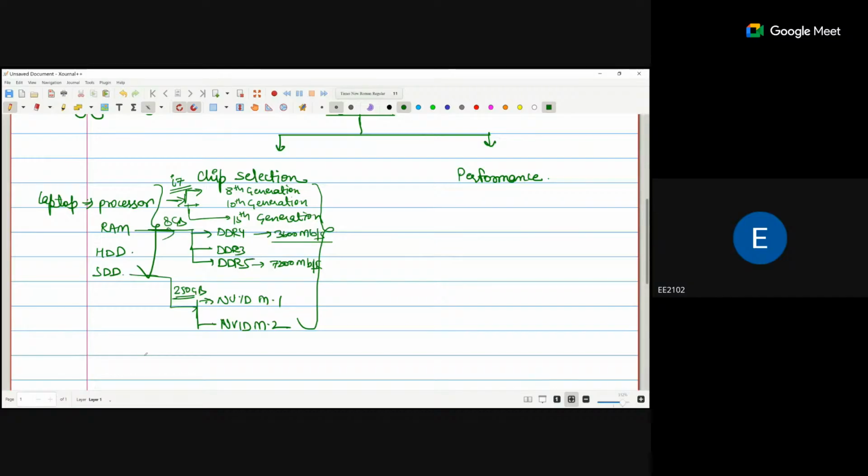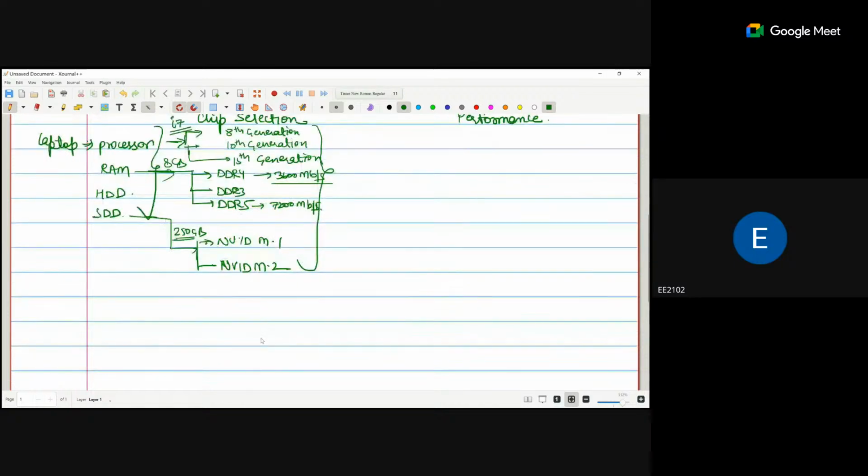So how much refresh rate there is, the better the performance. Similarly, NVMe M.1, M.2 is basically dependent on clock frequency or the supporting parts. Okay, so you can check on the net. I am not going into more detail about that one. So this is a simple laptop configuration. So the two important things are, first, which chip you select.